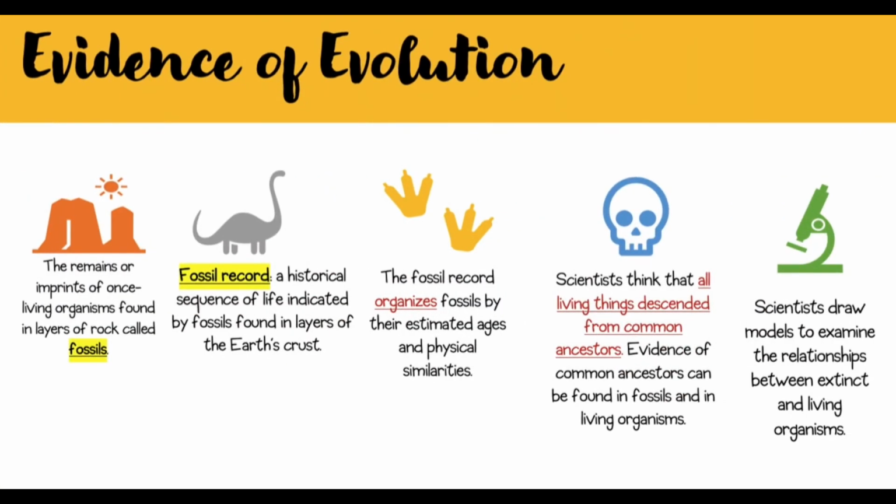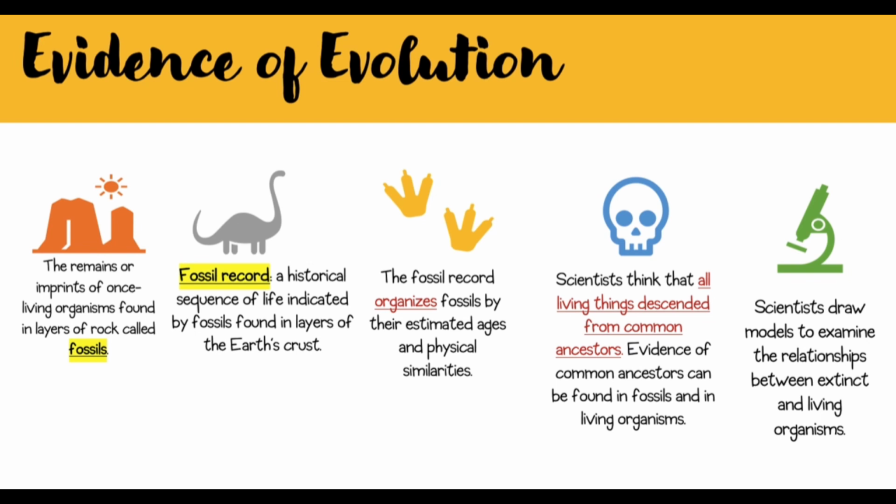Evidence of evolution. There are 5 evidence. The first one, the remains or imprints of once living organisms found in layers of rock called fossils. Fossil record, a historical sequence of life indicated by fossils found in layers of the Earth's crust. The fossil record organizes fossils by their estimated ages and physical similarities.